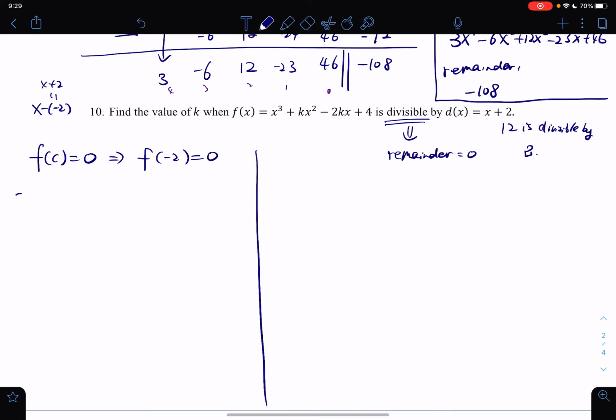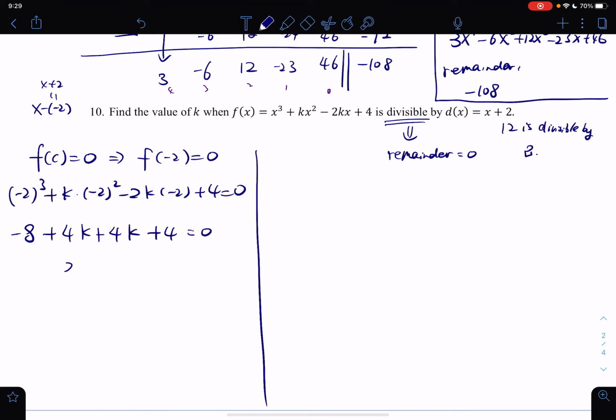So f of negative 2 is negative 2 cubed plus k times negative 2 squared minus 2k times negative 2 plus 4, which is supposed to be 0. So it's negative 8 plus 4k plus 4k plus 4 is 0. So 8k minus 4 is 0. So k is 1/2.